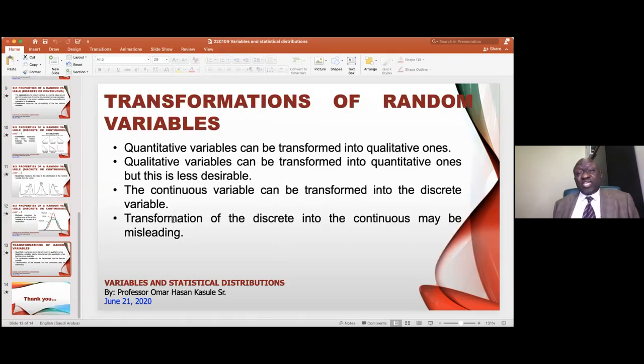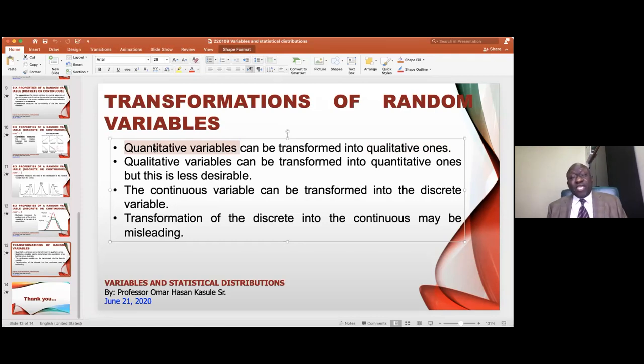The last thing I want to say is that variables can be transformed. For example, a quantitative variable, this is numeric. You can transform it into qualitative, descriptive. Like you can just say, okay, people above 100 centimeters in height, I'm going to call them tall. Those below 100, I'm going to call them short. Now, tall and short are qualitative descriptions. But in the beginning, we started with a quantitative variable, which is height. So we can transform a quantitative variable into a qualitative, descriptive one.